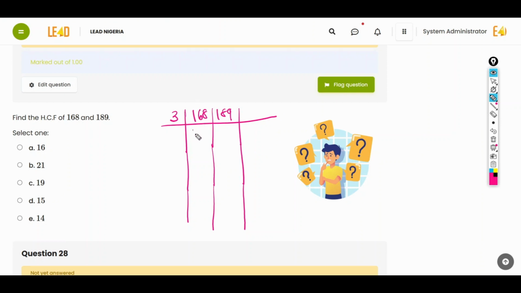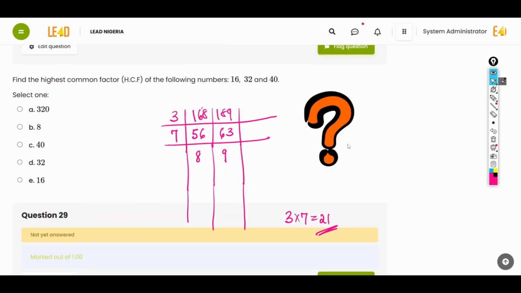So if I divide by 3, I would have 56 here, and 63 there. All right, so what can divide both of them is 7. 7 here gives me 8 and 9. So my HCF is just 3 times 7, which is 21.